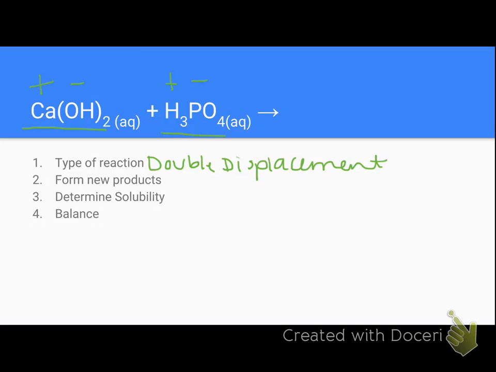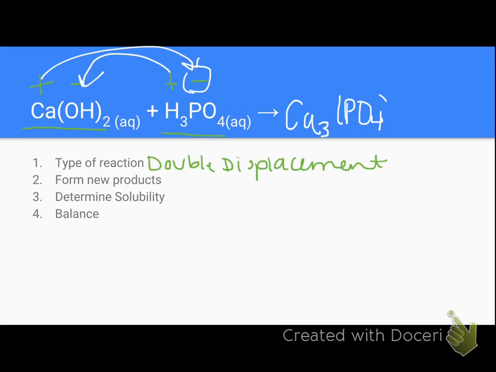So what I'm going to have here is my calcium is going to pair up with my phosphate here, and my hydrogen is going to pair up with my OH. So calcium phosphate would be Ca3PO4 2. And then if I put H with an OH, I'm going to get water.